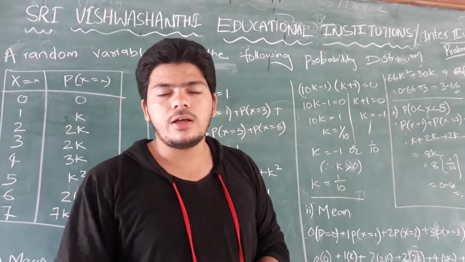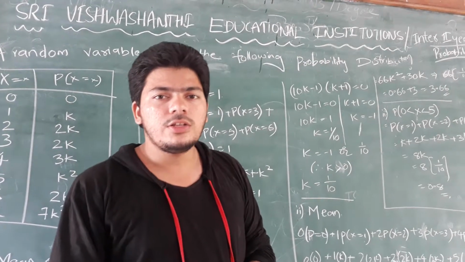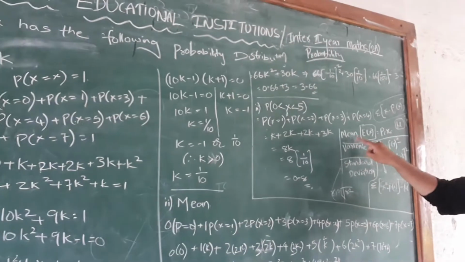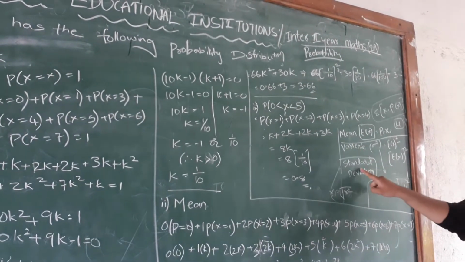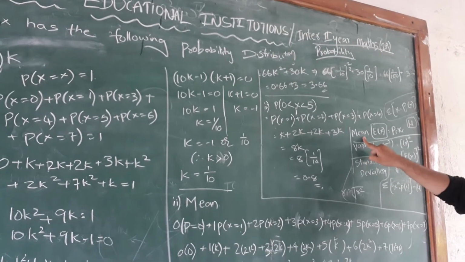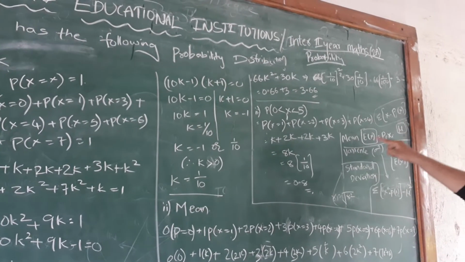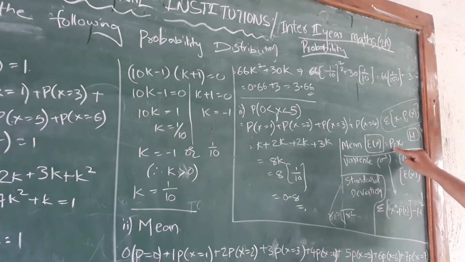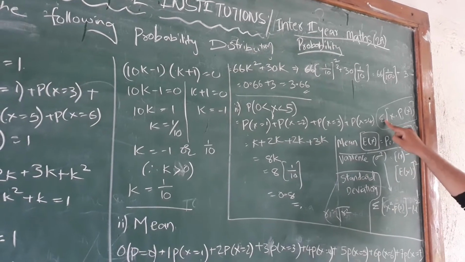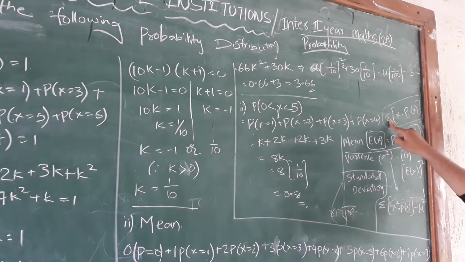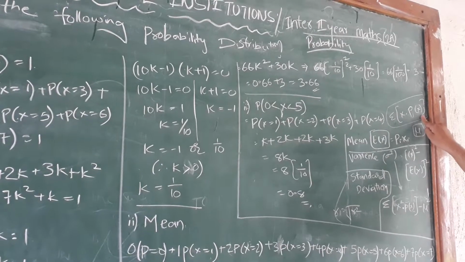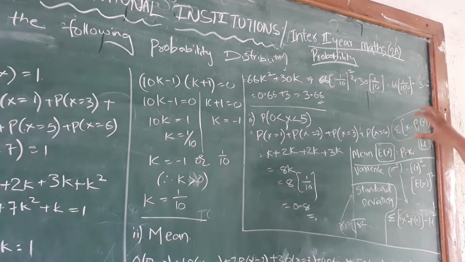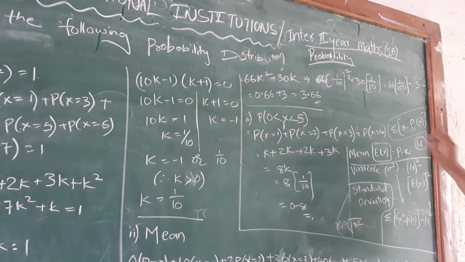So I'll try to explain something about the mean. Before understanding, let's see the basics of this: mean, variance and standard deviation. Mean is denoted by mu or E of x. These two are the same. In the same way, its formula is summation of x into P(x). Summation means all. Many members will have doubts about how to use the formula while solving. You will get it. It's very easy.